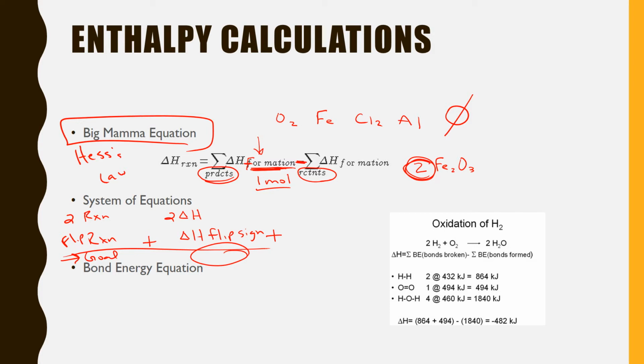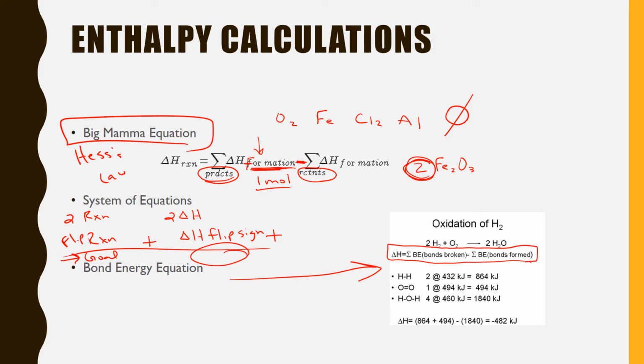The last approach to find enthalpy is bond energy, and hopefully you will understand this a little bit better now that we've gone through the bonding unit and we can draw these Lewis structures and everything. So how we work bond energy, there's a little diagram right here that shows that equation.